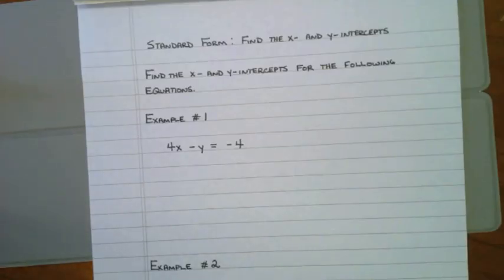Now that we've gone over standard form, we need to go over how to graph something in standard form. To be able to graph something in standard form, you need to be able to find the x and y intercepts. The x and y intercept is where the line crosses the x-axis for the x-intercept and the y-axis for the y-intercept. Right now we're just going to go over looking at the equation and figuring out what the x and y intercept is.